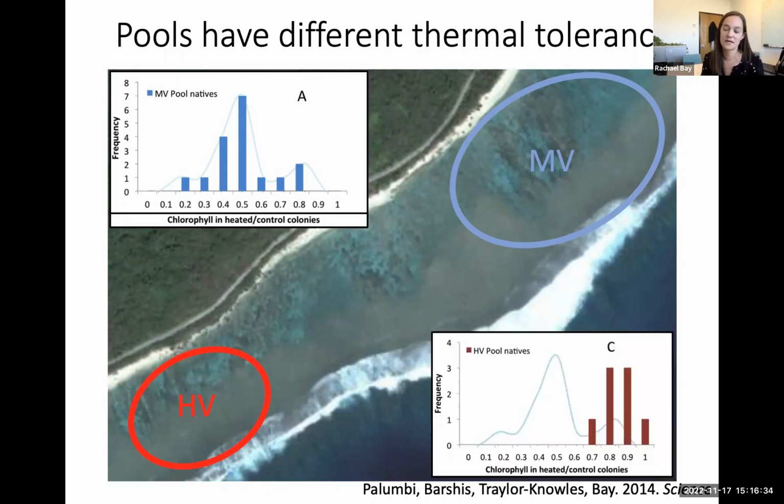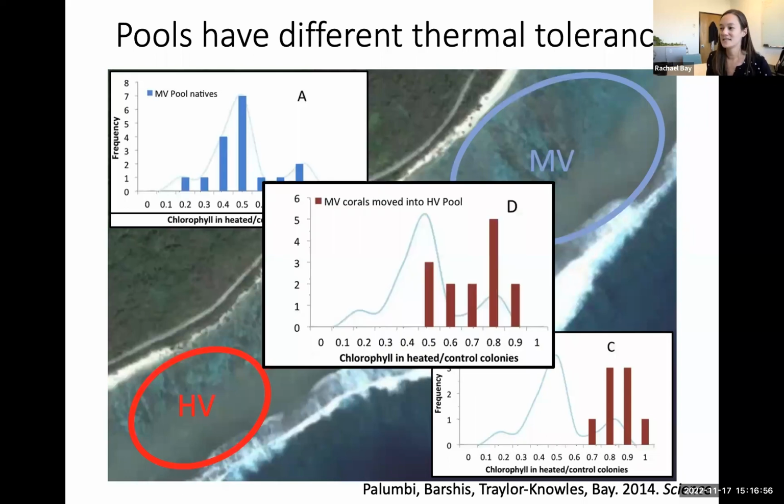On the other hand, if you look at corals from the highly variable pool transplanted back into the highly variable pool, you see they have higher thermal tolerance. But this is a mix of fixed and plastic effects. So what we really want to know is what happens when we take individuals from the moderately variable pool and transplant them into the highly variable pool. And we left them there for about a year.